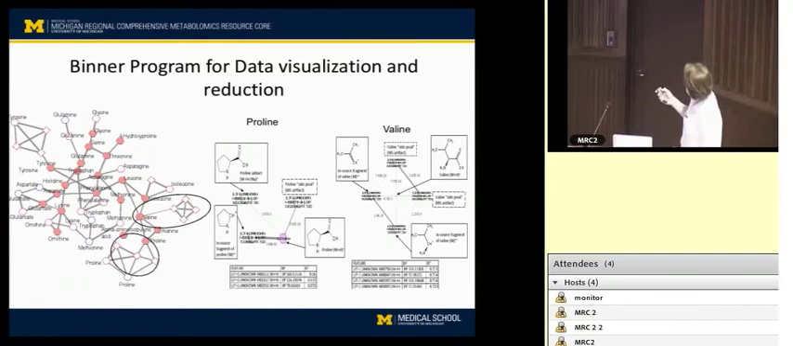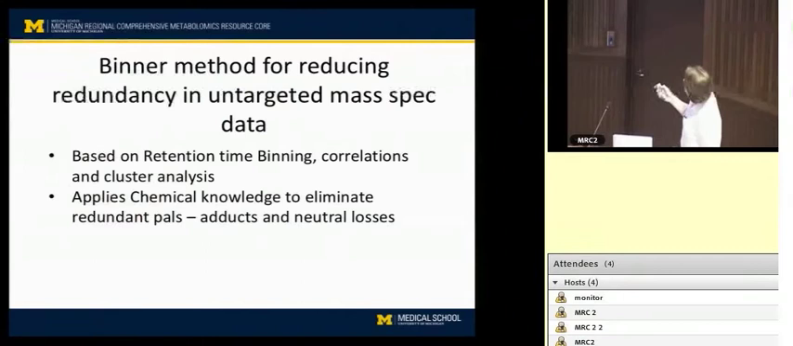So we decided that we really need to get rid of that data, because we're not interested in all of these redundant features and all of these neutral loss events, because they don't tell us anything about the biology. We just really want to see proline and alanine and such. So based on that, we wrote a program called Binner.